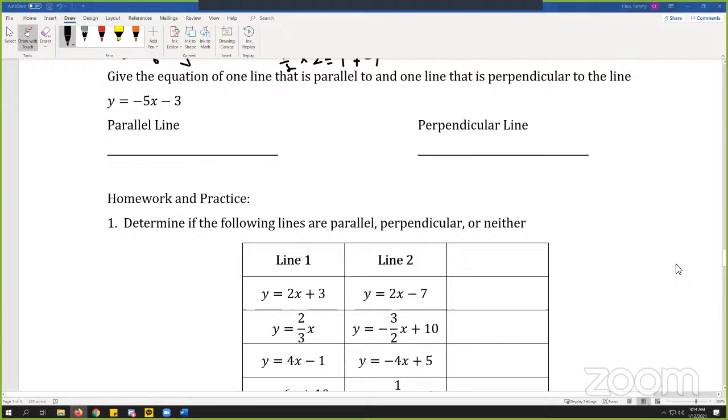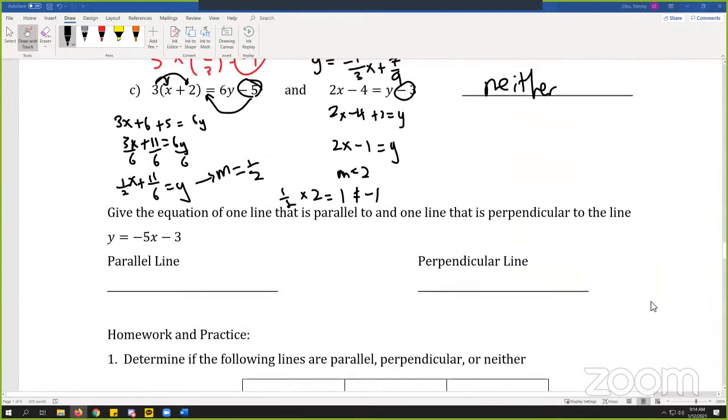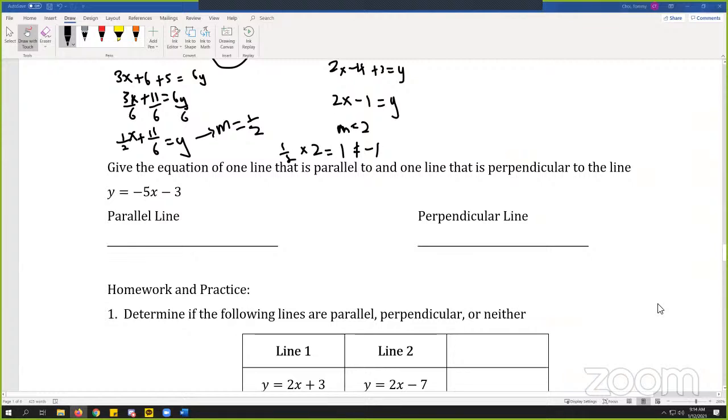Lastly, it says here, give the equation of a line that is parallel to this one and one line that is perpendicular to it. So for parallel, all that has to be true is the slope has to be the same. So as long as you have the slope as -5x, like -5, you're good. You can write any number here. I could write like plus 1 million, and it could be any number, right? So it doesn't matter what number comes after. So I'll just do like plus 10 or something. As long as the slope was correct, right? The slope matches, that's what matters.